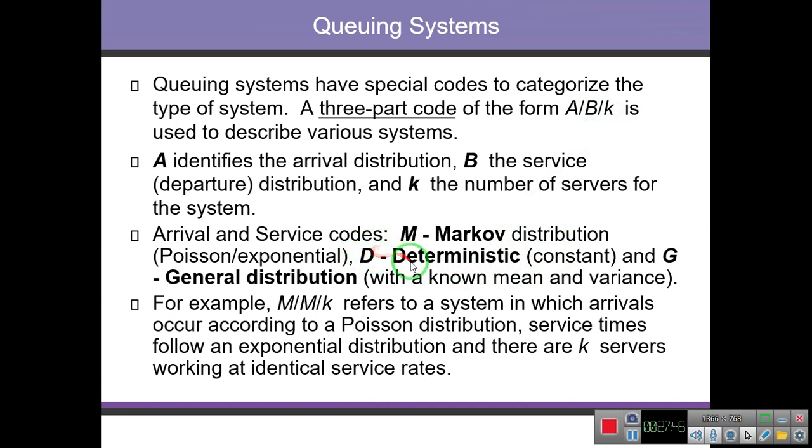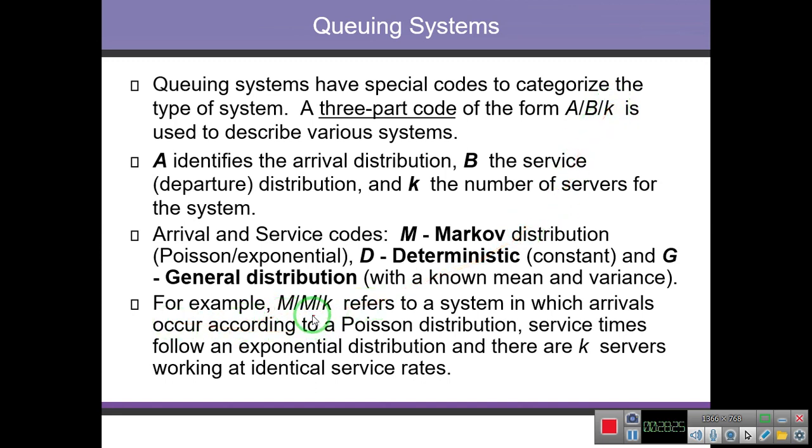If you see a D, it means it's deterministic, constant. If it's a G, it will be general distribution. So again, if it's Poisson and exponential, you will have an M. If the arrivals are Poisson, but the service is general distribution, it will be MG, and then the number of servers. So K is the number of servers. If you have 1 server, that will be a 1, 2, that's a 2, 3, 4, 5. As many as you have, it will replace that K.